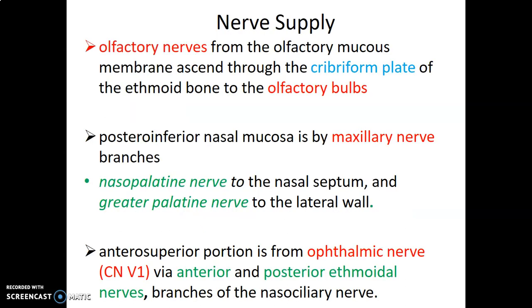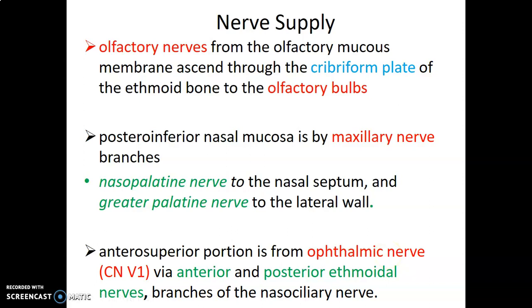What's the nerve supply of the nose? At the roof, towards the cribriform plate, we've said you have the olfactory epithelium. So you have olfactory nerves for smell. But the posterior inferior part of the nasal mucosa is innervated by maxillary nerve through nasopalatine and greater palatine nerves. Nasopalatine innervates the nasal septum, while greater palatine innervates the lateral walls of the nasal cavity. We also have the anterior superior portion of the nose. This is supplied by ophthalmic nerve through its anterior and posterior ethmoidal nerves.